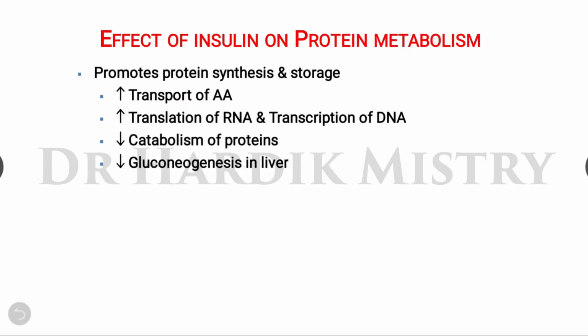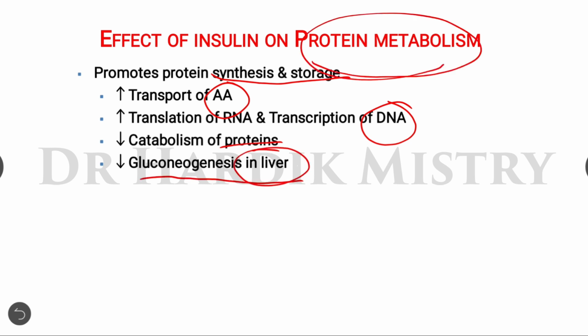Effect of insulin on protein metabolism: it promotes protein synthesis and storage, it increases transport of amino acids, it increases translation of RNA and transcription of DNA, so protein synthesis takes place. It decreases the catabolism of proteins, so the process of protein breakdown is decreased, and it decreases gluconeogenesis in the liver. Basically, it has a protein-synthesis type of activity.